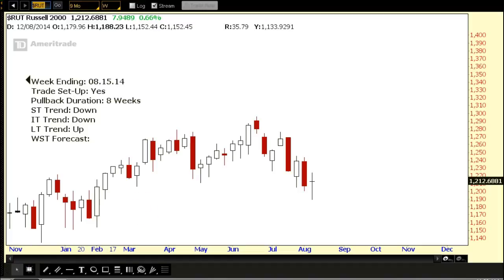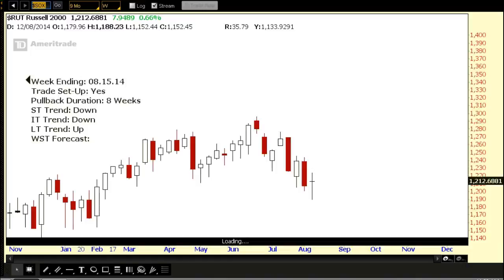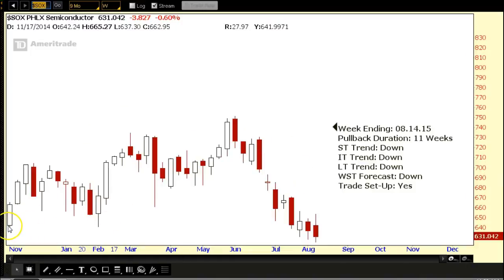All right, let's go on to semiconductors. Semiconductors are a major component of the technology sector of the market, and we can see here that this pulled back now for 11 weeks, starting up here. All the short-term, intermediate-term, and long-term trends are down. Our forecast is down. Trade set up, yeah, there is. And you can see here that we might bounce from here. This is kind of an area of support from back at the end of last year, but we could very easily just continue the move to the downside.